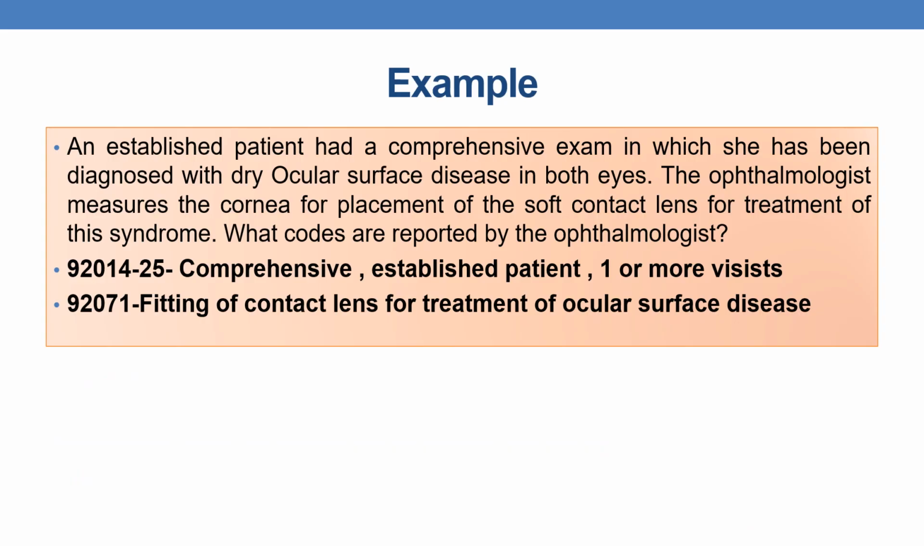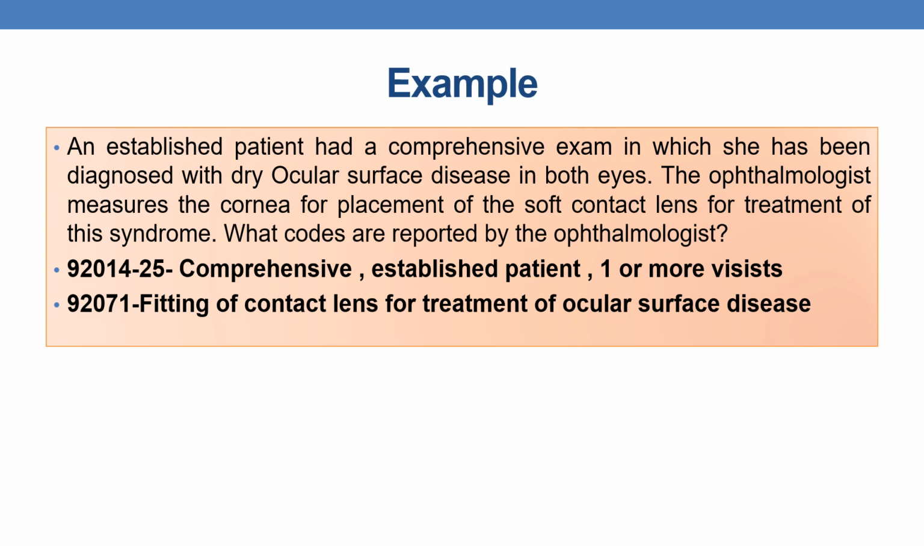Now let us see an example here. An established patient has a comprehensive exam, in which she has been diagnosed with dry ocular surface disease in both eyes. The ophthalmologist measures the cornea for the placement of a soft contact lens for treatment of this syndrome. Here, fitting of contact lens is being performed for the treatment of ocular surface disease, and that is done for an established patient who had a comprehensive exam.